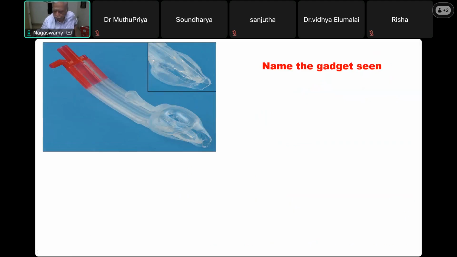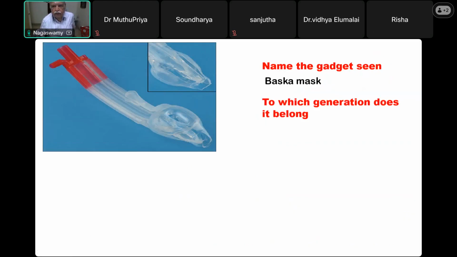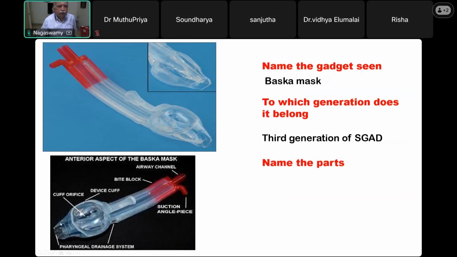This gadget is called the Baska mask. To which generation does it belong? Second generation, cuffless LMA. Third generation, because it has got twin tubes. Second generation has got only one drainage tube, whereas in third generation two tubes are there. The parts are, of course, this is the cuff orifice, this is the pharyngeal drainage end, the suction access, there are device stuff, bite block, airway channel.